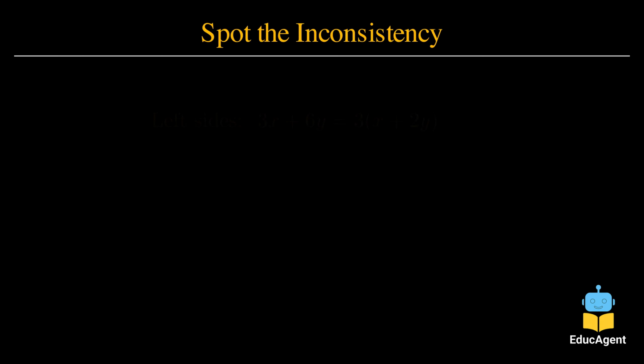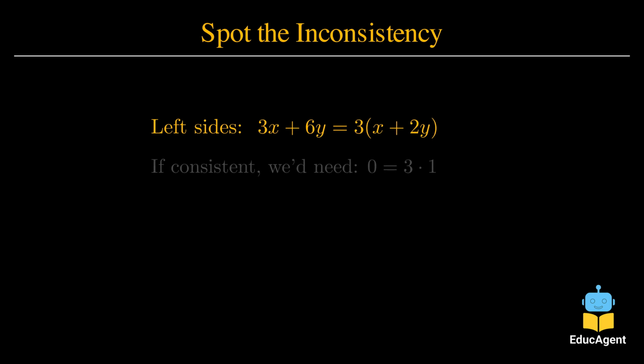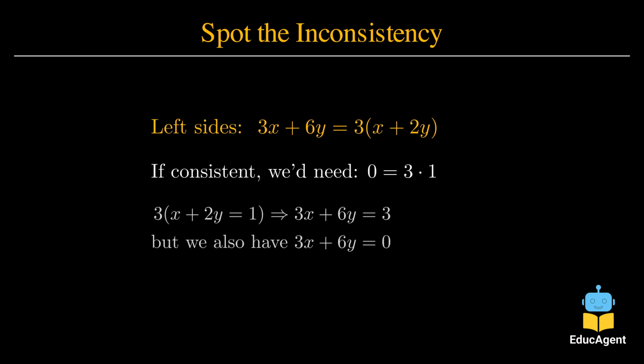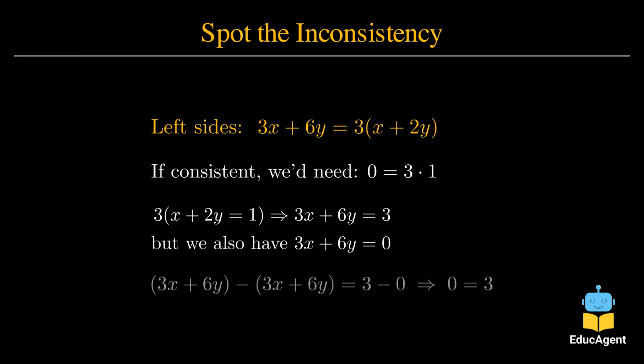Notice something structural. The second left-hand side is exactly 3 times the first. If one equation is 3 times another on the left, the right sides must also scale the same way. But here, they don't. Multiply the first equation by 3 and compare directly with the second equation. Subtracting gives a contradiction, so the system has no solution.